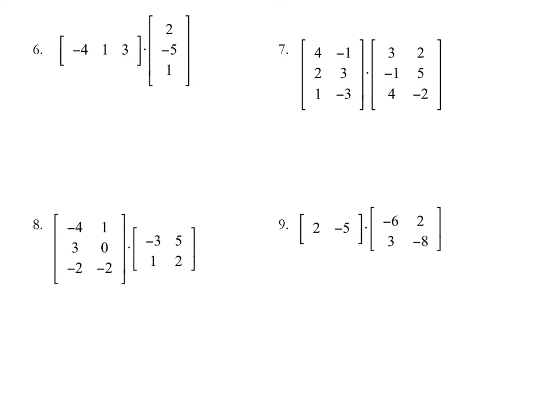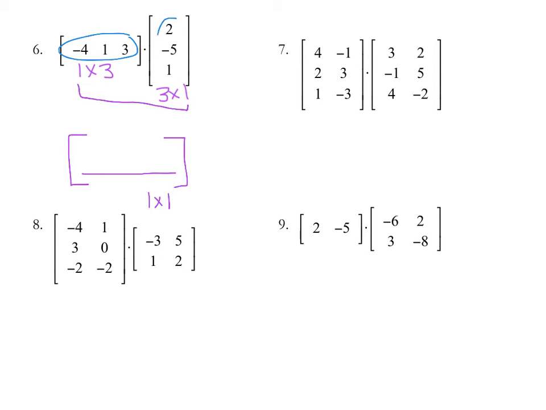So looking at number 6, this has 1 row and 3 columns. And then this one has 3 rows and 1 column, which means my answer is going to be a 1 by 1 matrix. So that's just going to be 1 row, 1 column, which makes sense because if I go to multiply, I only have this 1 row to multiply by this 1 column. So we're just going to match these up.